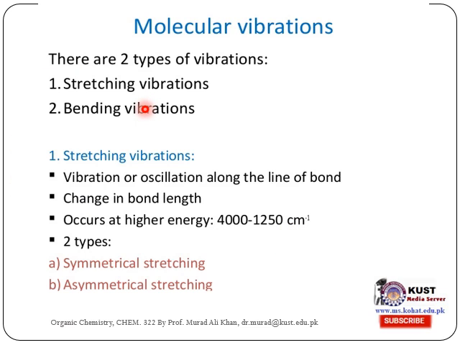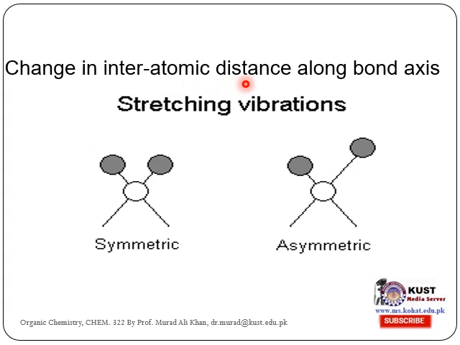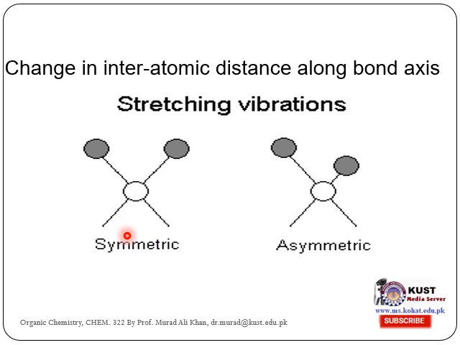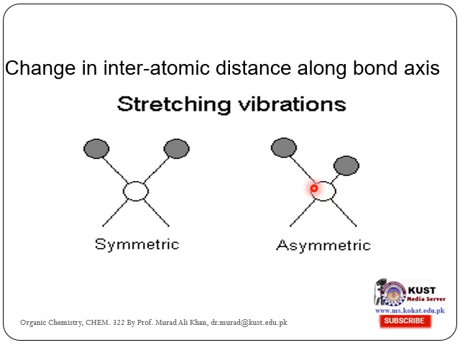The stretching vibrations are of two types. One is the symmetrical stretching and the other is the asymmetrical stretching. This is a change in interatomic distance along the bond axis. This is the symmetric stretching, in which both the groups relax and expand at the same time. While in the asymmetric vibrations, one is expanded and the other is compressed.